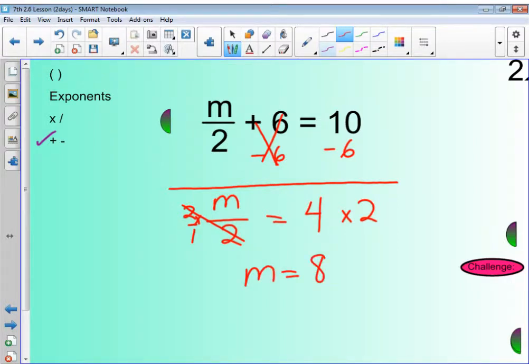If you want to check yourself, substitute it in and see if you get the answer of 10. So 8 divided by 2 is 4. 4 plus 6 does give me 10. So m equals 8 is the correct answer.